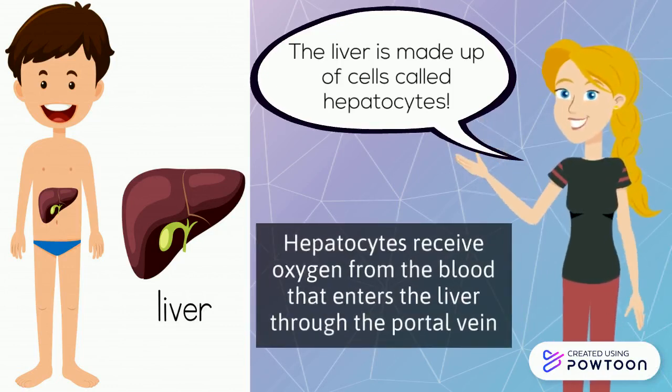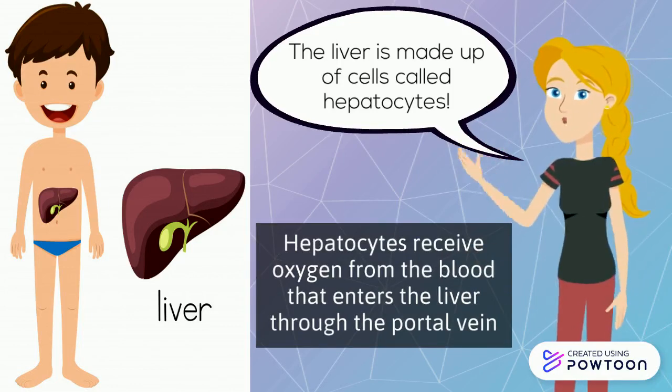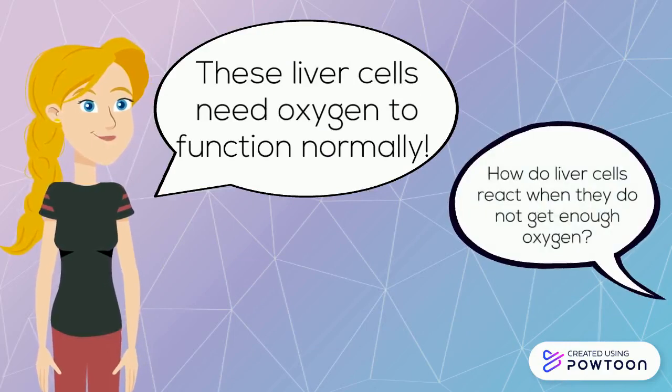Hepatocytes receive oxygen from the blood that enters the liver through the portal vein. These liver cells need oxygen to function normally. How do liver cells react when they do not get enough oxygen?